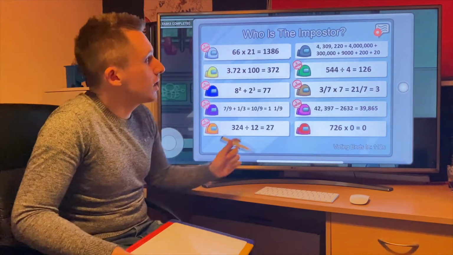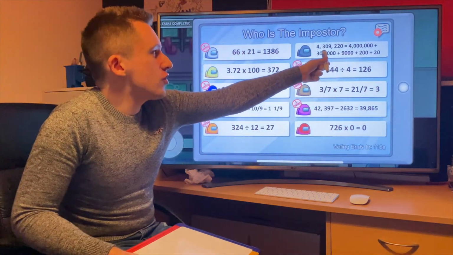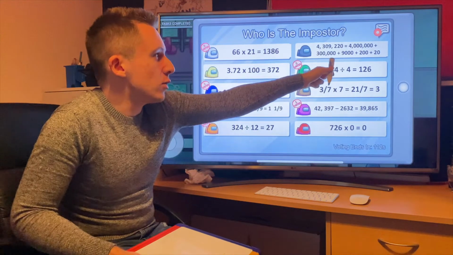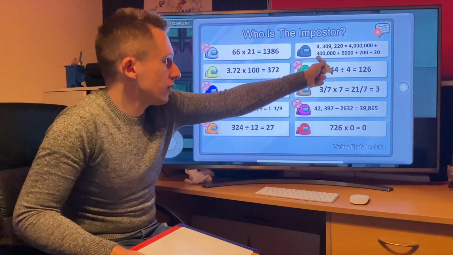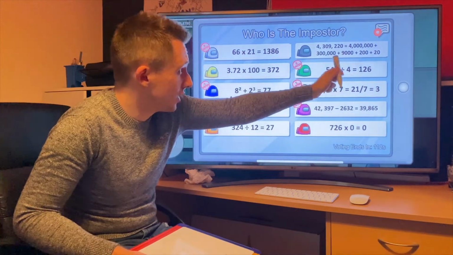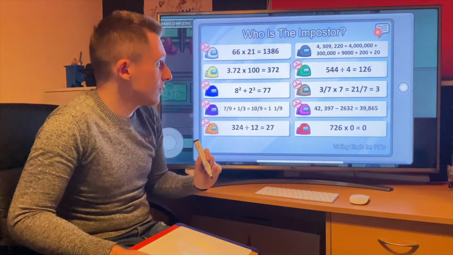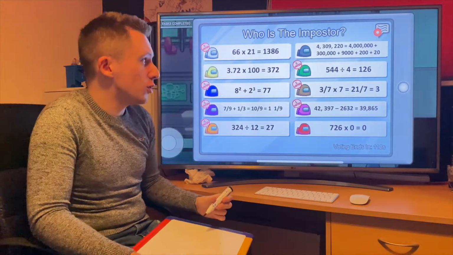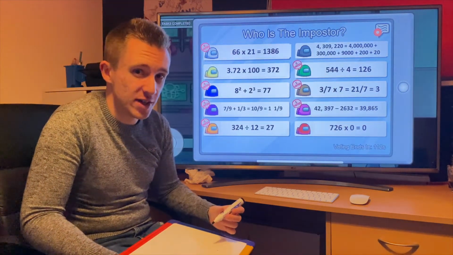Next one then. 4,309,220 equals 4 million. Add 300,000, yes. Add 9,000, yes. Add 200, yes. Add 20. So that's correct. Green, 544 divided by 4 is 126.